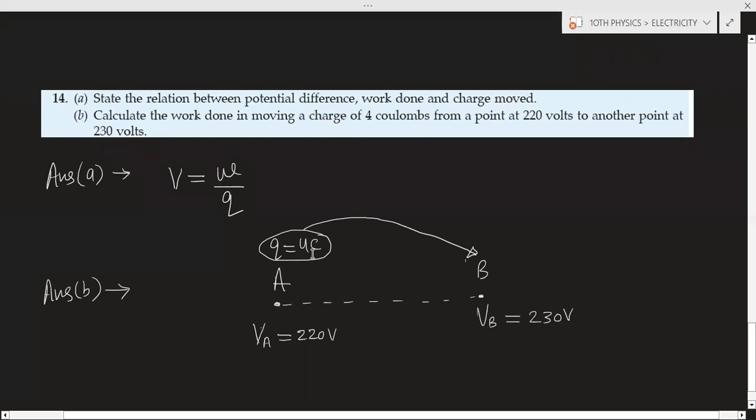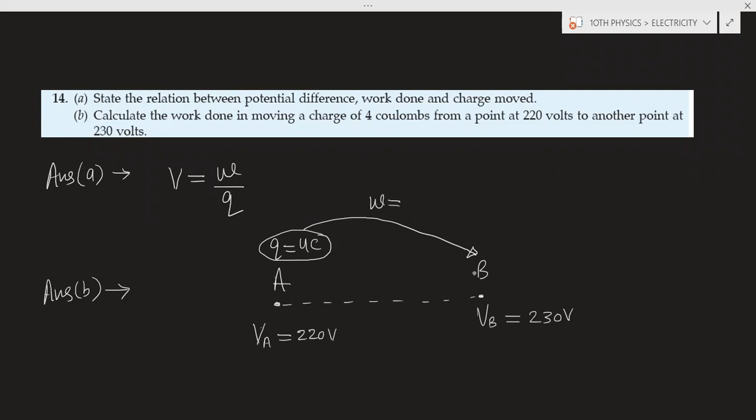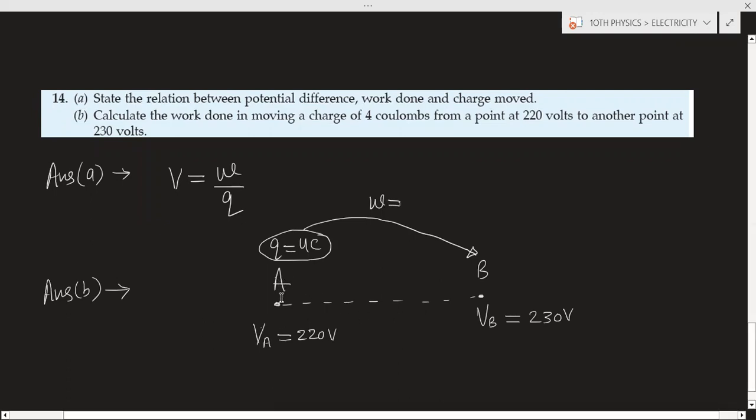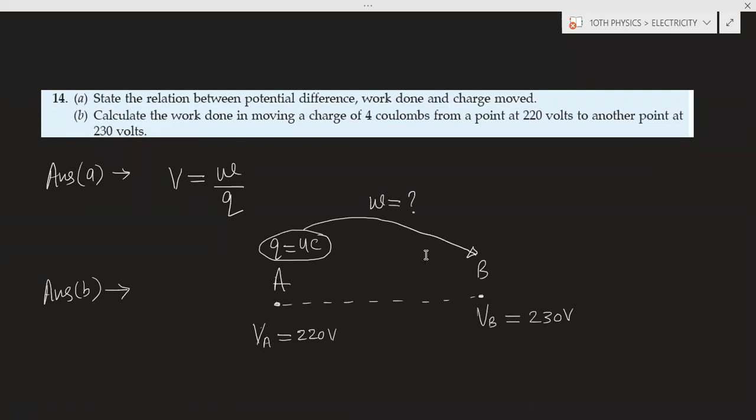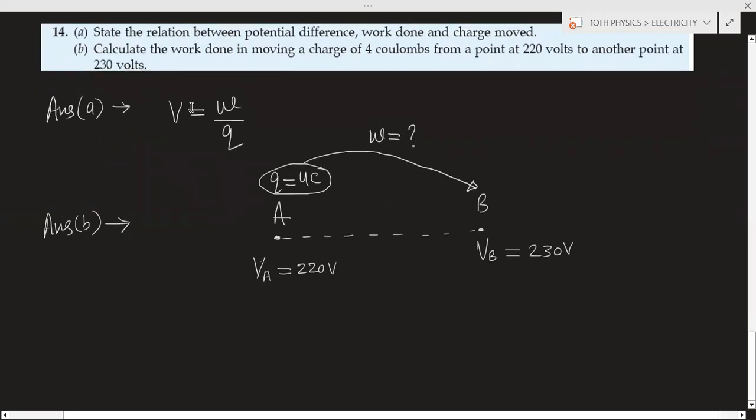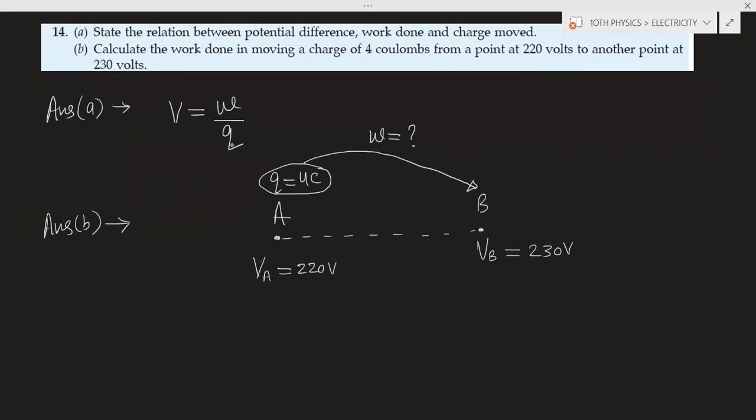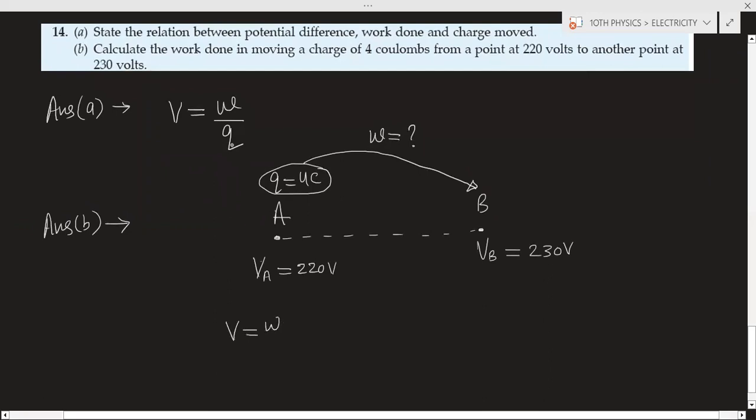So this charge is moving from point A to point B. How much work do you have to do to move this charge? Simply apply the formula: potential difference is equal to work done divided by charge.